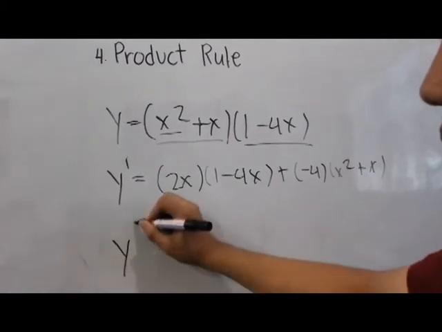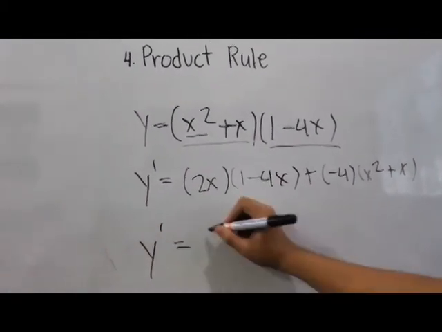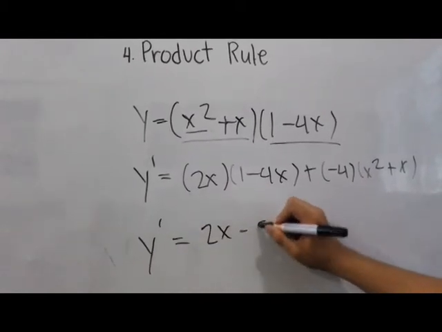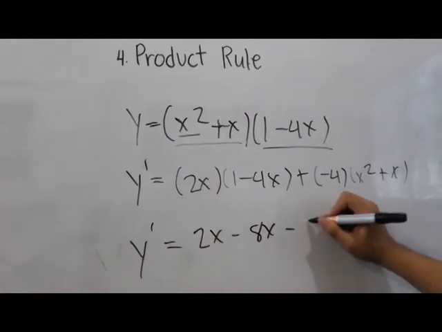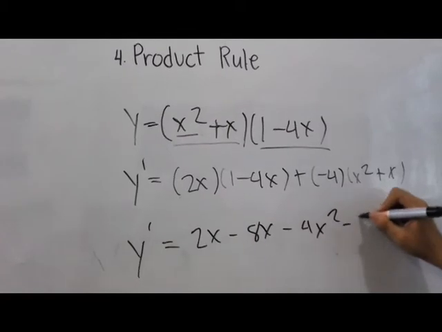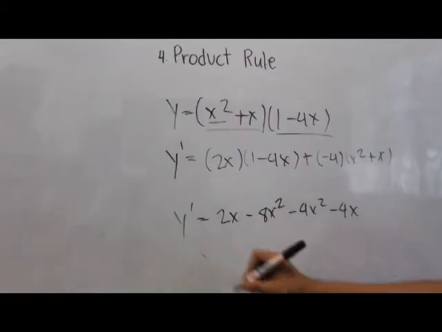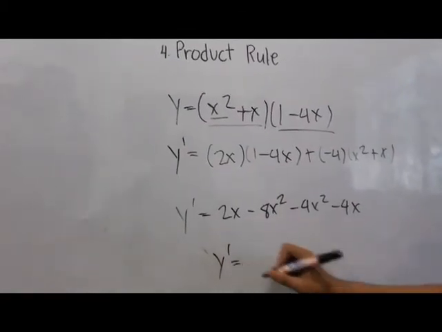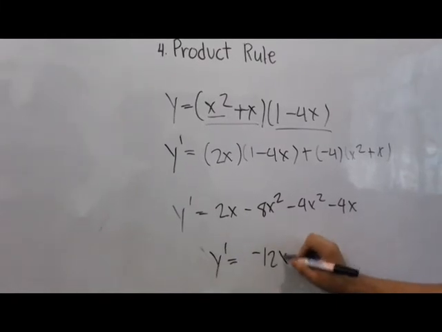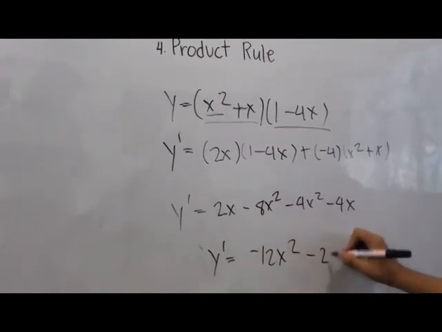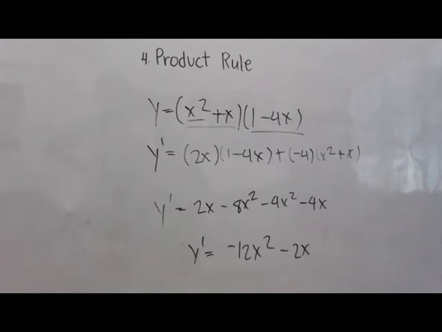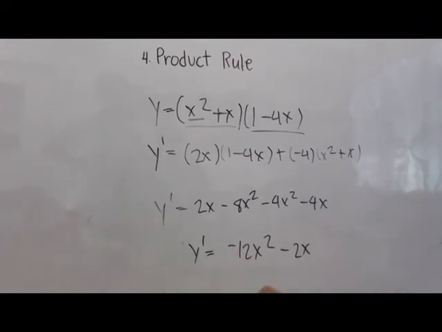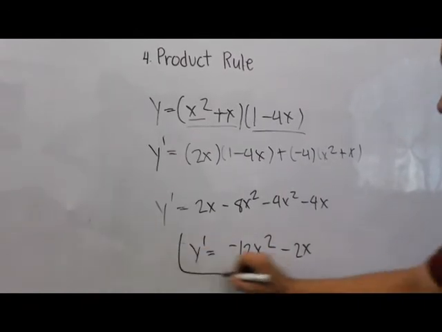Next, we simplify. So we have 2x minus 8x squared minus 4x squared minus 4x. Next, we will have to combine the like terms. So we have negative 12x squared minus 2x. Now we have the answer: y prime is equal to negative 12x squared minus 2x.